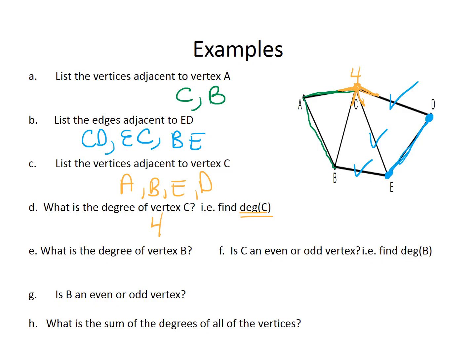What is the degree of vertex B? And again, if you would ever like to pause this video and try to answer the questions and then watch it and see if you get it correct, that's actually a great strategy. The degree of vertex B is 1, 2, 3. 3 edges coming out of B.